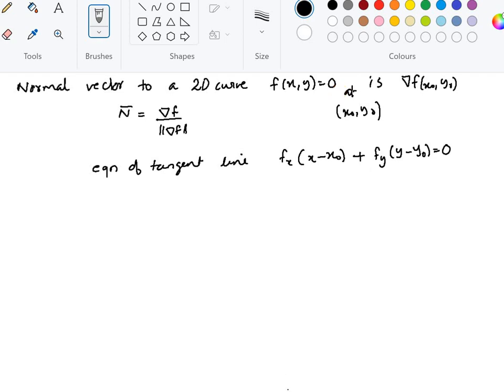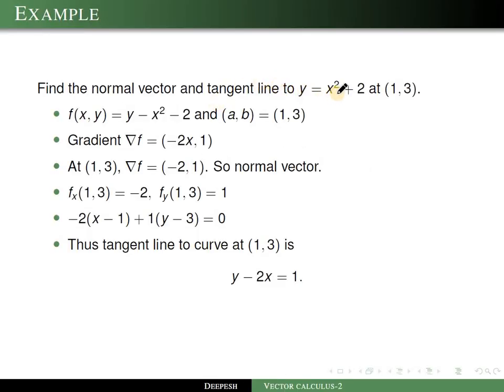Let us see an example. Find the normal vector and tangent line to the curve y equal to x square plus 2 at the point (1, 3). So what I do is I take the equation of the curve as y minus x square minus 2 equal to 0. So f of x, y is nothing but y minus x square minus 2, and f of x, y is a constant. And the point is taken as (1, 3) on the curve.